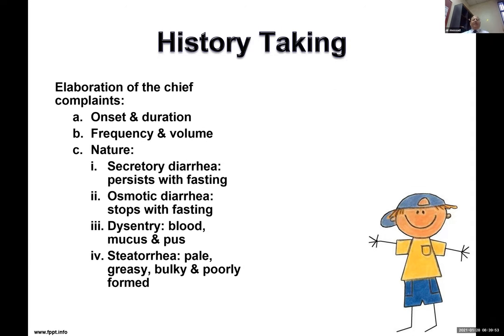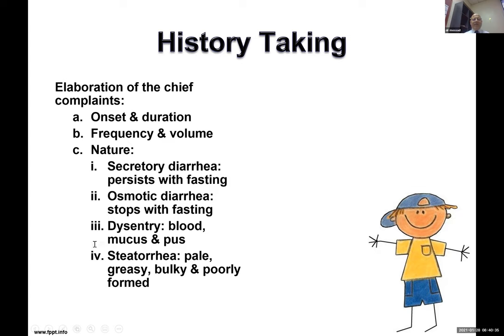So the history taking, as we spoke before, you must have it. It's very important. For the chief complaint, you will ask the onset, the duration, the frequency, the volume, the nature. Okay? Is it secretory diarrhea or osmotic diarrhea? Secretory diarrhea is a very dangerous one, okay? It means even if you make the patient NBM and fasting, it will still pass. It can occur with severe causes like cholera and others. Osmotic diarrhea stops with fasting.